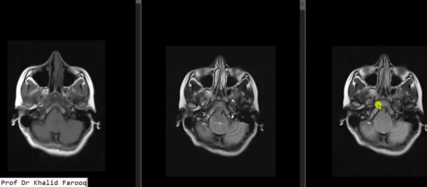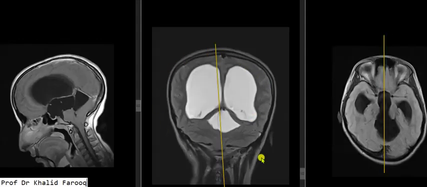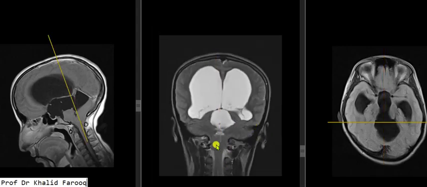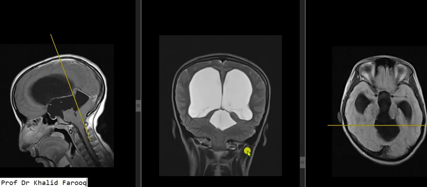Similarly, this is the area of the foramen of the magnum, and there is downward herniation of cervicomedullary junction and cerebellar tonsil through this region on coronal T2 weighted sequence, and this is arachnoid cyst, and there is downward herniation of cerebellar tonsil and brainstem through foramen of the magnum.